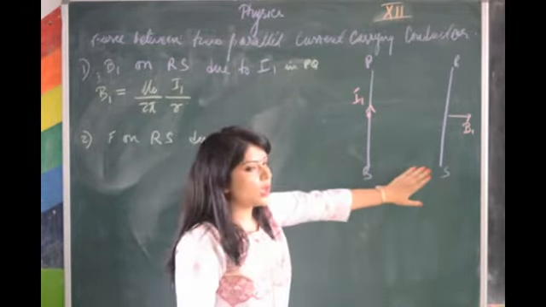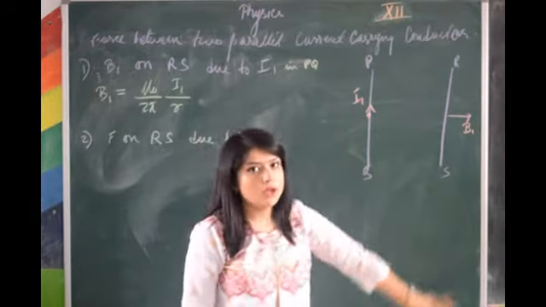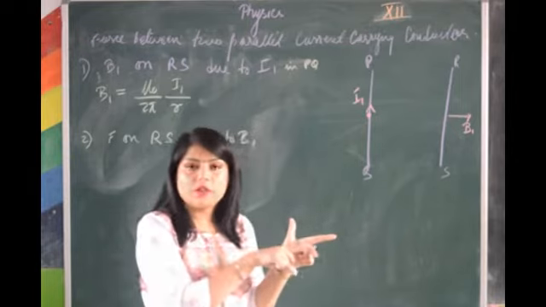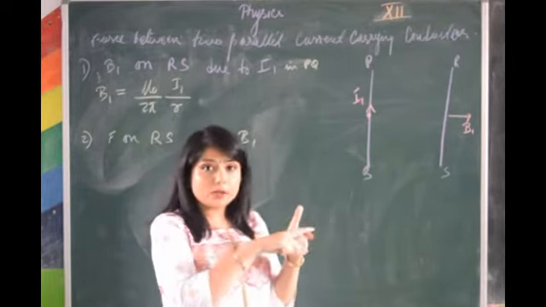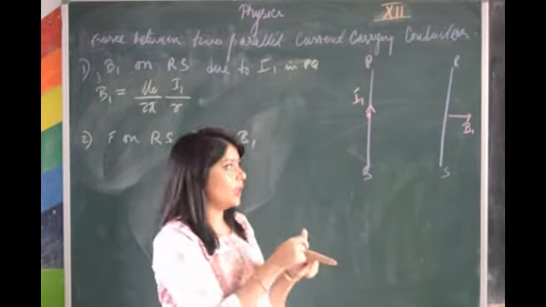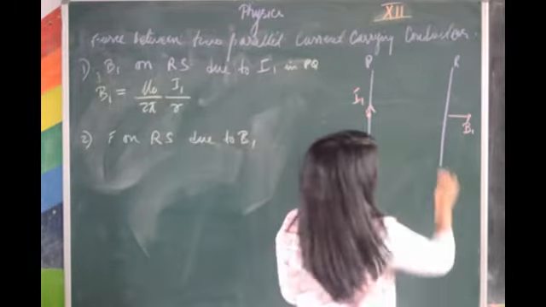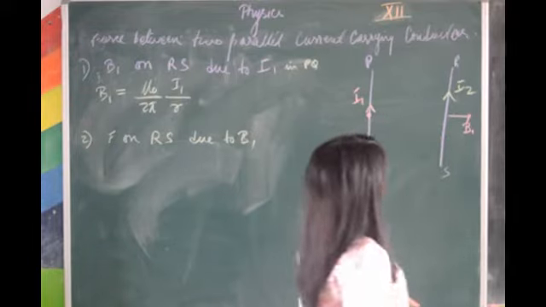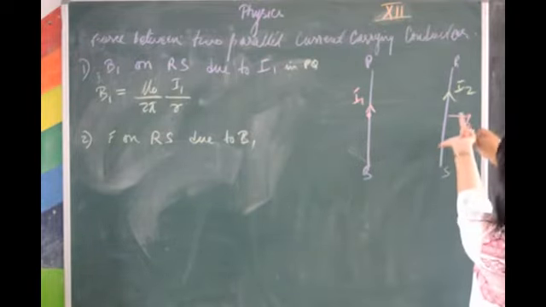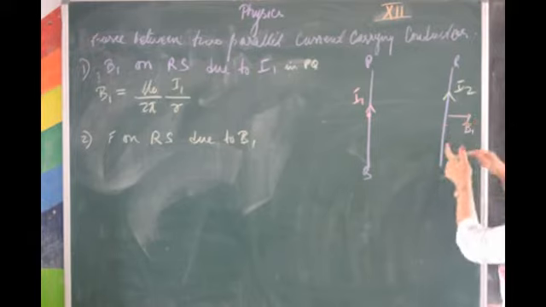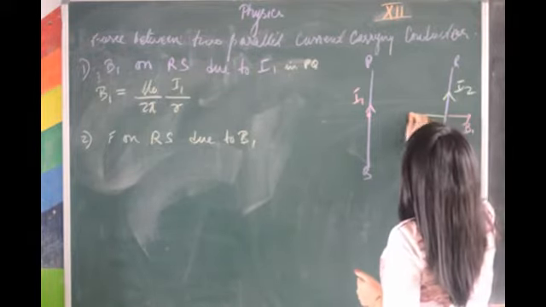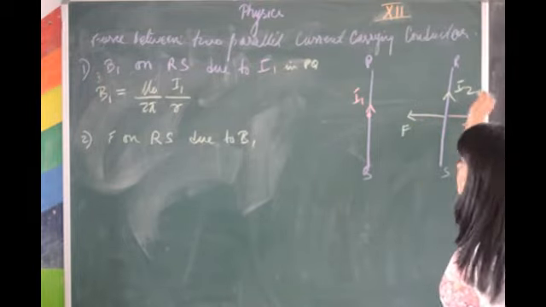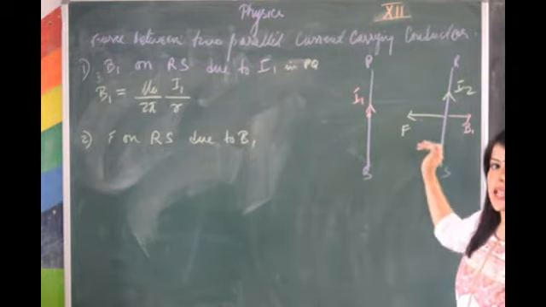For that we will use Fleming's left-hand rule. By using Fleming's left-hand rule, the middle finger will give you the direction of the current, the index finger the magnetic field, and the thumb will give you the direction of the force. So current I2 is flowing in this direction, magnetic field in this direction, then your force will be in this direction. Okay, force will be inward. So this is by using Fleming's left-hand rule.